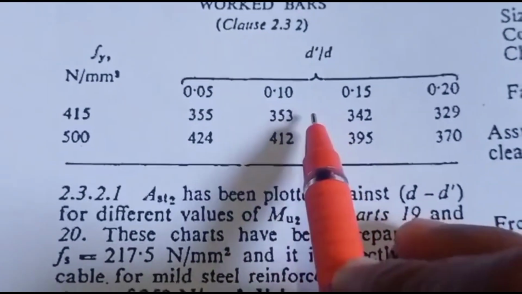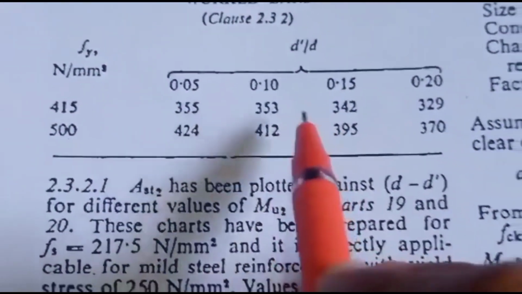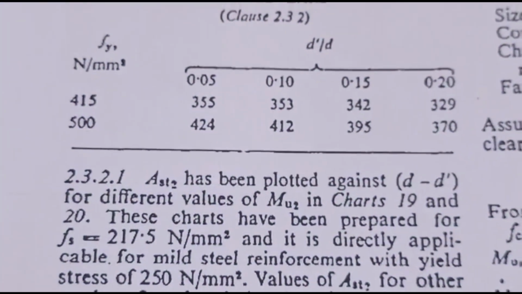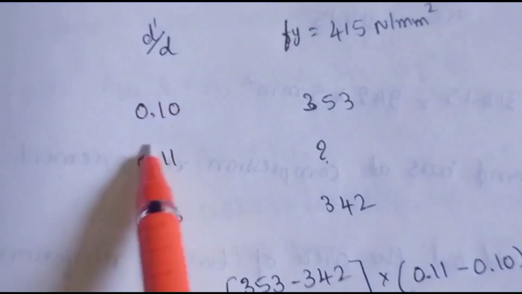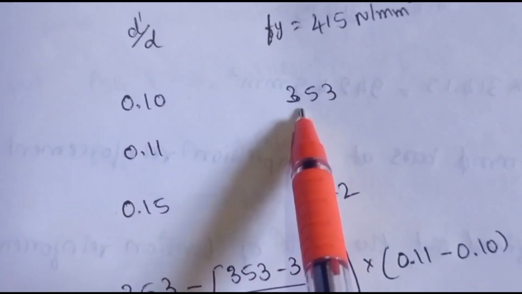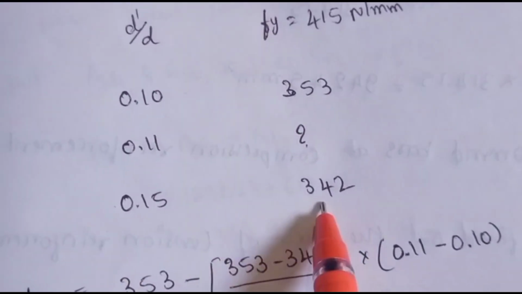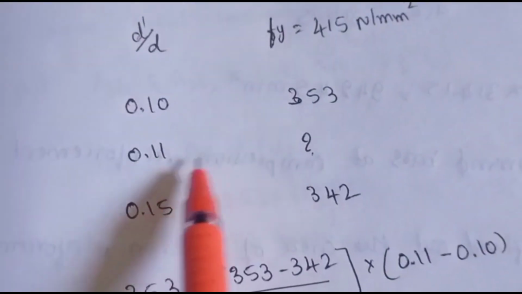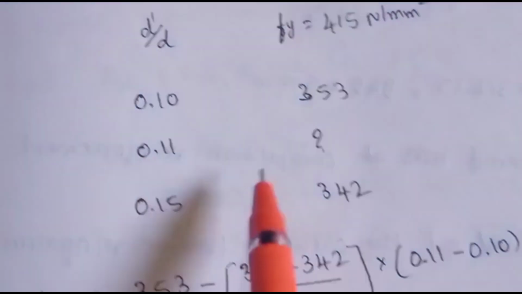By using this value, we'll calculate our Fs value by the interpolation method. I will write down this value and show how to do the interpolation. For 0.10 we have the corresponding Fi value 353, and for 0.15 we have the value 342. Now we need to calculate the value for 0.11 by interpolation.